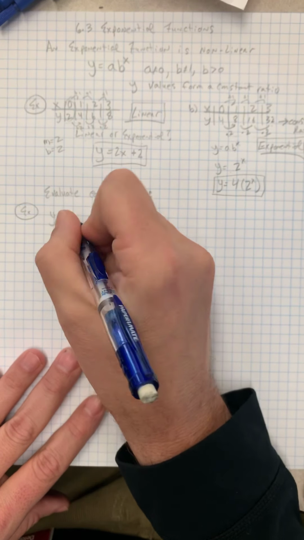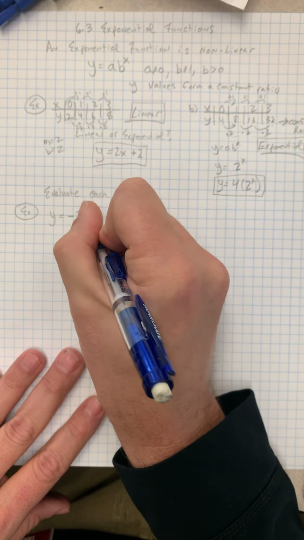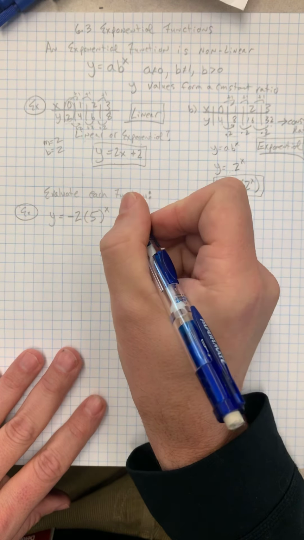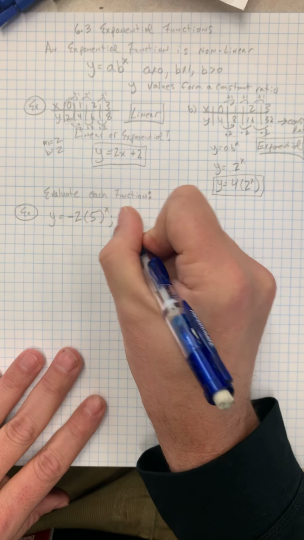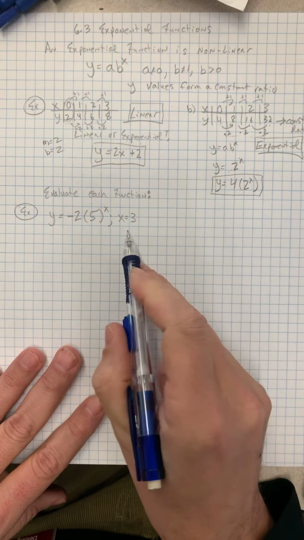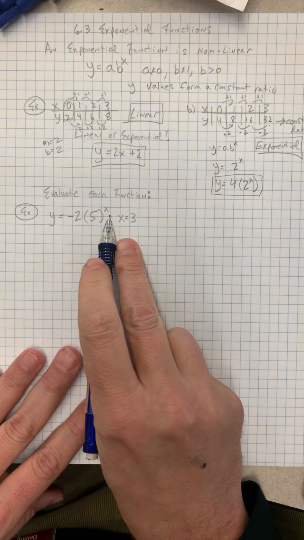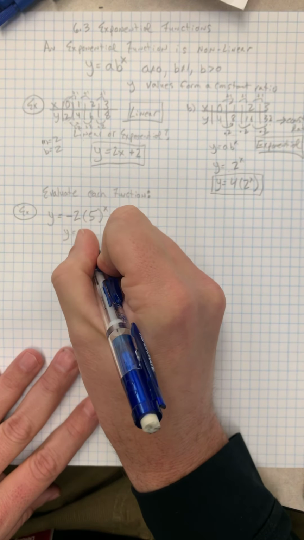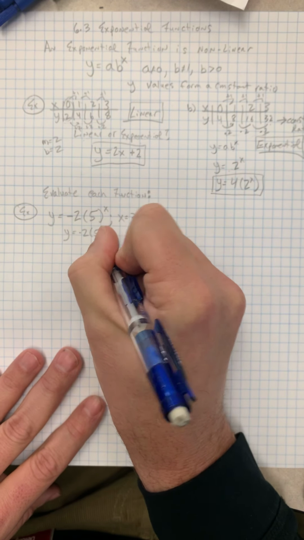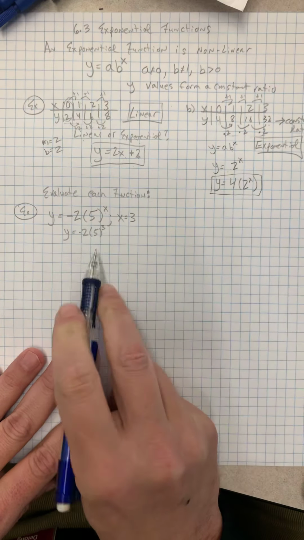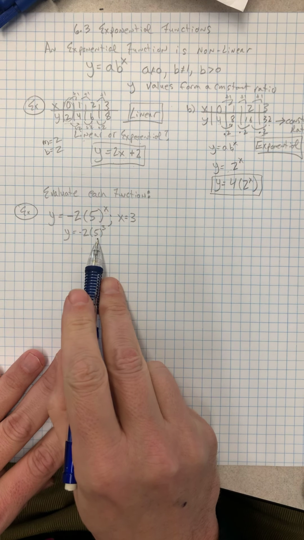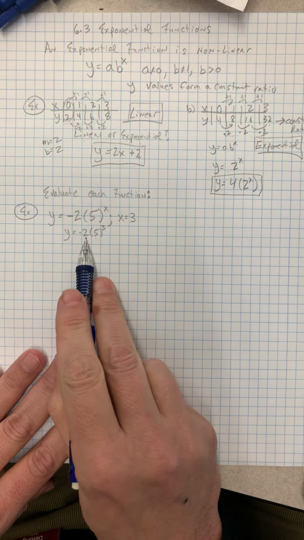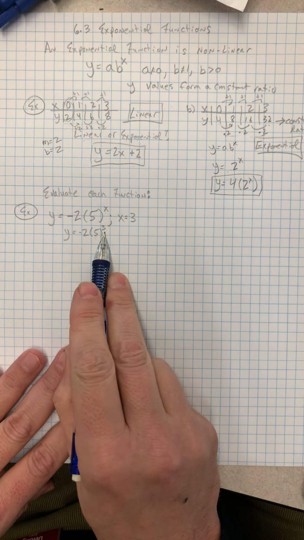Let me give you this exponential. Y is equal to negative 2 times 5 to the x power. And I'm going to say x is equal to 3. Simply substitute that x in right there. So this becomes y is equal to negative 2 times 5 to the third. Here's where we've got to be careful with order of operations. This is not negative 10 to the third. I don't do multiplication before exponents.